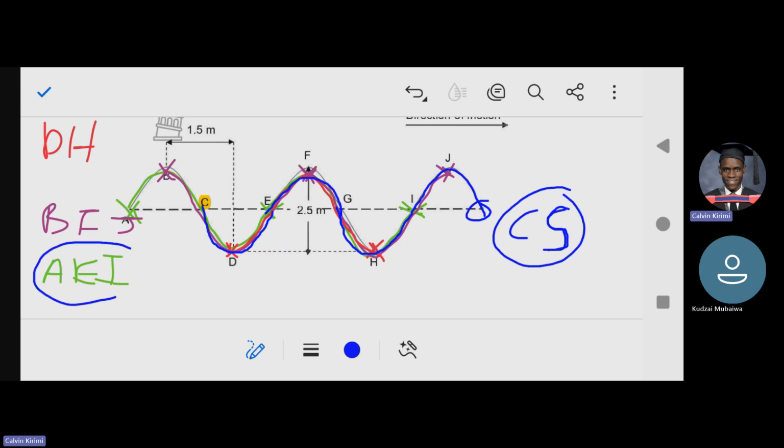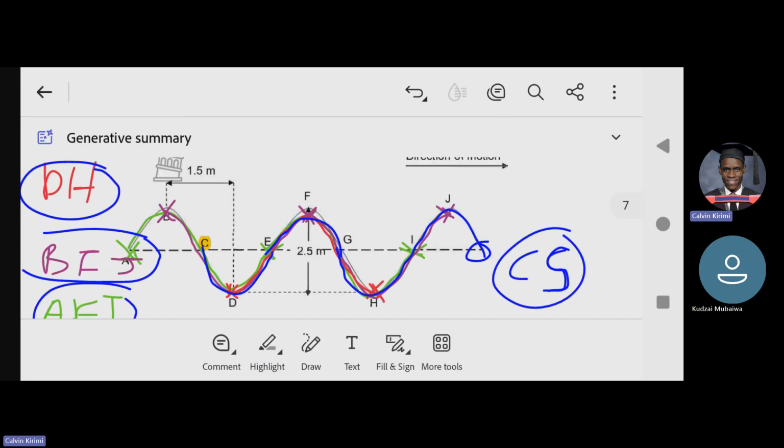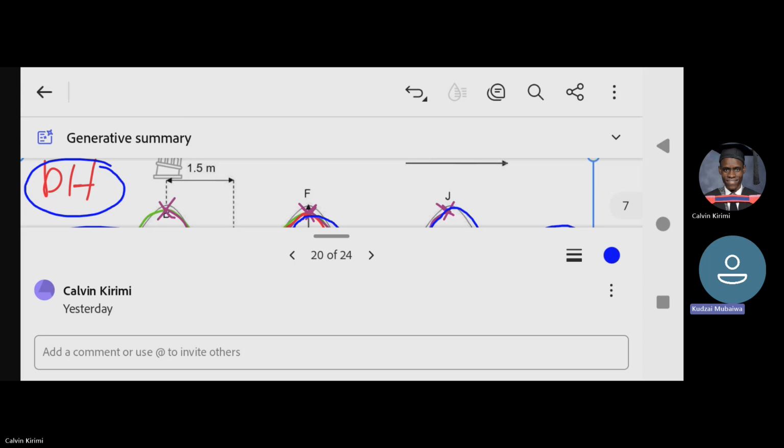A, E, I, there are 3 points. B, F, J, they are what? In phase. So pick all the points which are in phase. Don't just write one. Pick all the points which are in phase. Any question?